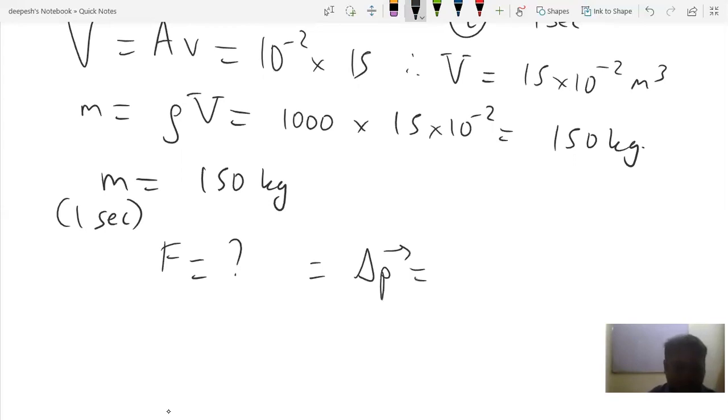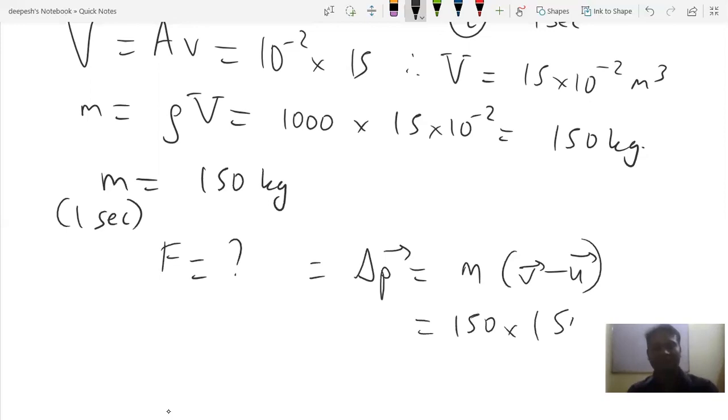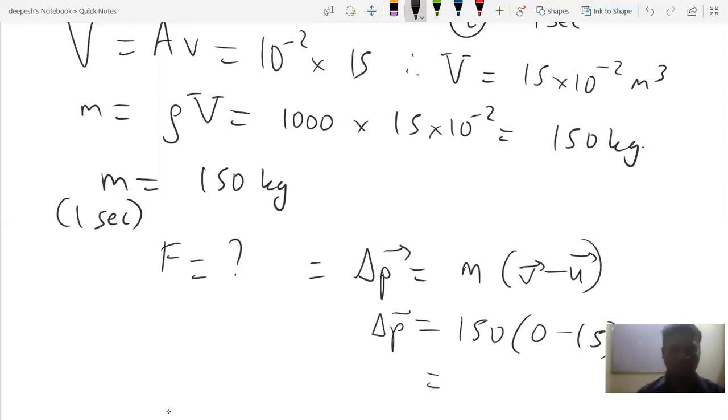Now, in this case, if I calculate the force, it will be the change in momentum, which is m into v minus u. So the mass we found is 150, and the initial velocity is 15. The final velocity as per the question is 0, so we substitute the final velocity v as 0. So the change in momentum is 150 into 15, which is 2250 Newton.